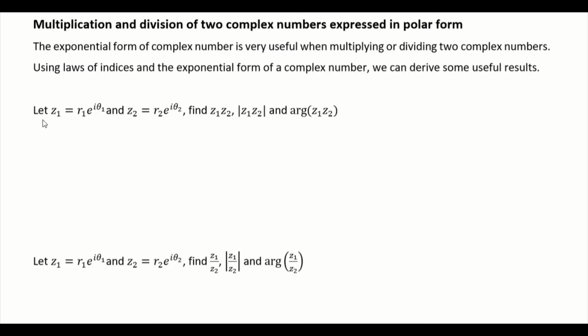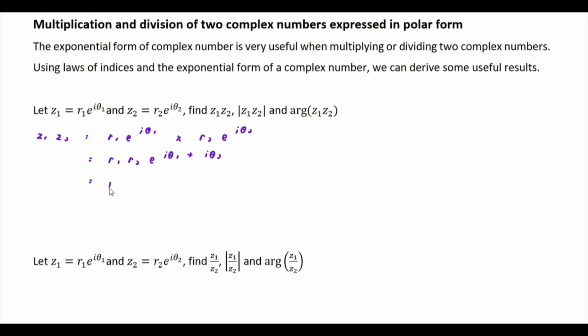Alright, let Z1 be this and Z2 be this, both in exponential form. We need to find Z1 Z2, which means it's going to be a multiplication. So R1 e^(i theta 1) multiplied by R2 e^(i theta 2). After we solve it, we get R1 R2 e^(i theta 1) with the index added, plus the index that we have.